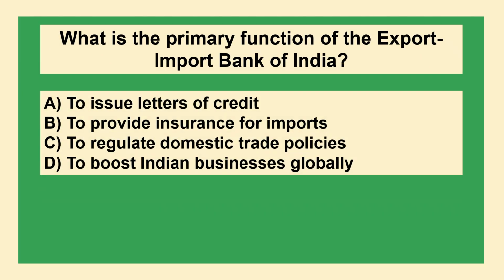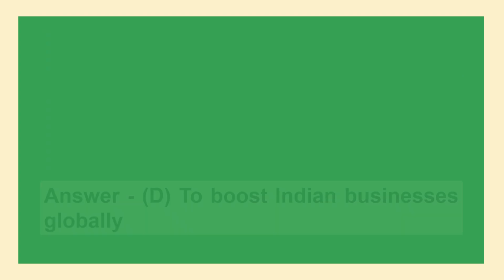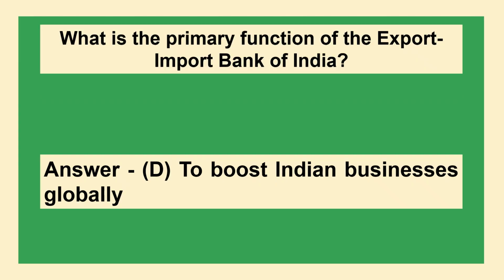What is the primary function of the Export-Import Bank of India? Option A, to issue letters of credit. Option B, to provide insurance for imports. Option C, to regulate domestic trade policies. Option D, to boost Indian businesses globally. The answer is option D, to boost Indian businesses globally.